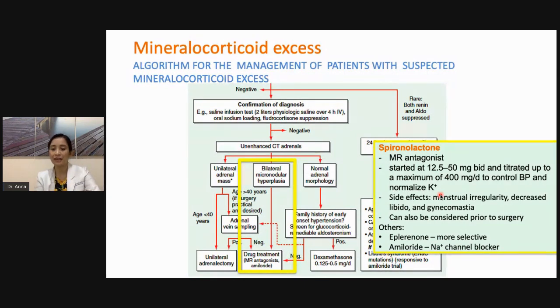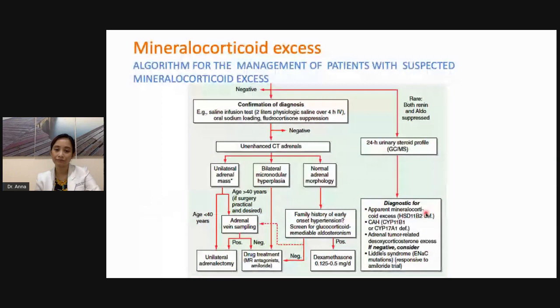No? So, side effects, you can have menstrual irregularity, decreased libido, and even gynecomastia, especially in males. No? We can also give this, no, in order to control the blood pressure and the potassium prior to surgery. No, others, we have eplerenone, amiloride, but we don't have this locally. No? So these are non-aldosterone related mineralocorticoid excess. You don't really need to know this, just nice to know.